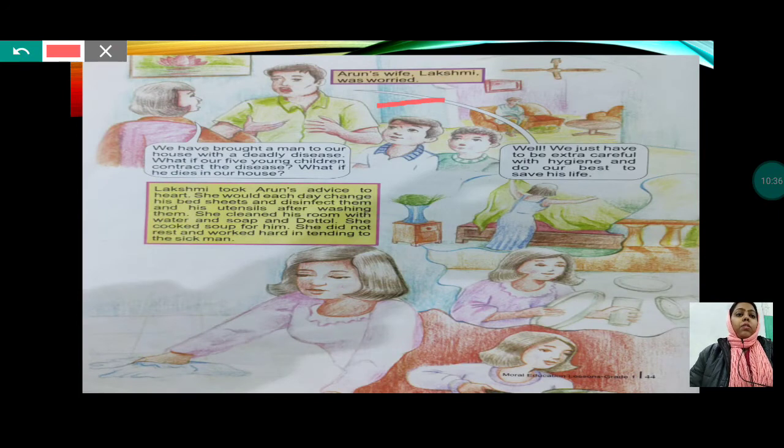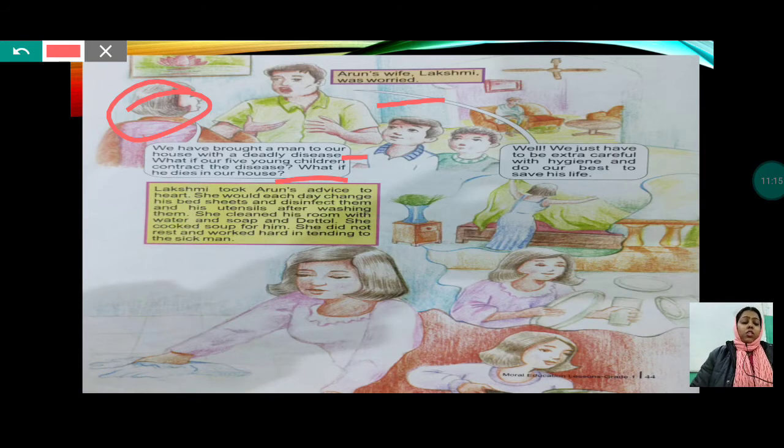Arun's wife Lakshmi was worried. Now, this is Arun's wife. She was worried. She told, "We have brought a man to our house with a deadly disease. What if our 5 young children contract the disease? What if he dies in our house?" Now, Arun's wife was very upset. She said that you have brought a stranger in our house, and that too he is having a deadly disease. Deadly means causing or able to cause death, so dangerous that it can cause death.